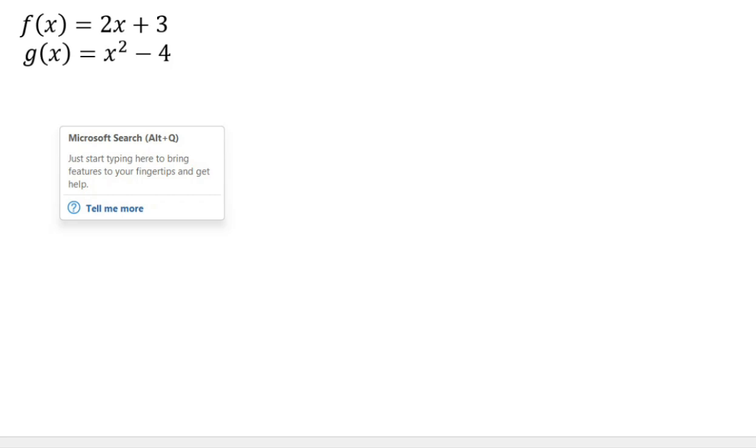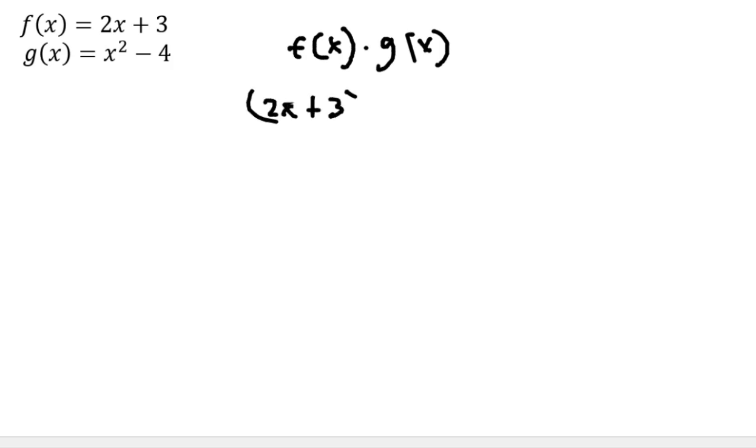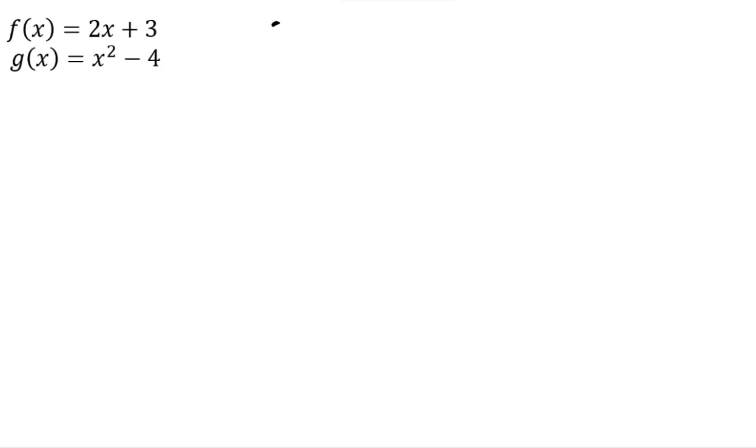So we can multiply two functions together. That's going to be 2x plus 3 multiplied by the quantity x squared minus 4. So let's just write it. Okay, so let's write the first function. It's going to be the quantity 2x plus 3 times x squared minus 4. Okay, now we can just distribute this. So 2x times x squared gives 2x cubed, and 2x times negative 4, and we have 3 times x squared, and that's going to be the answer.